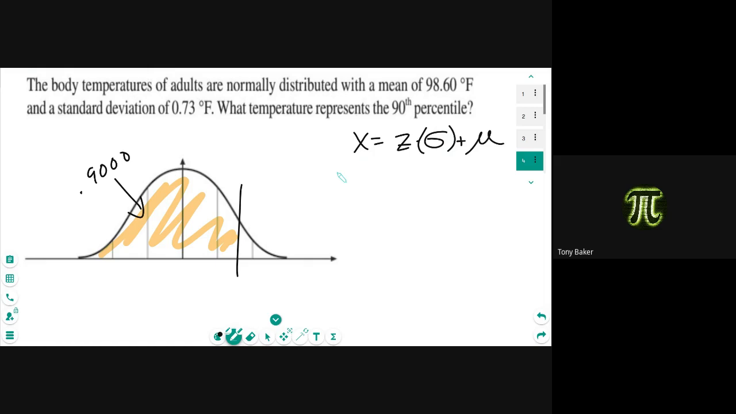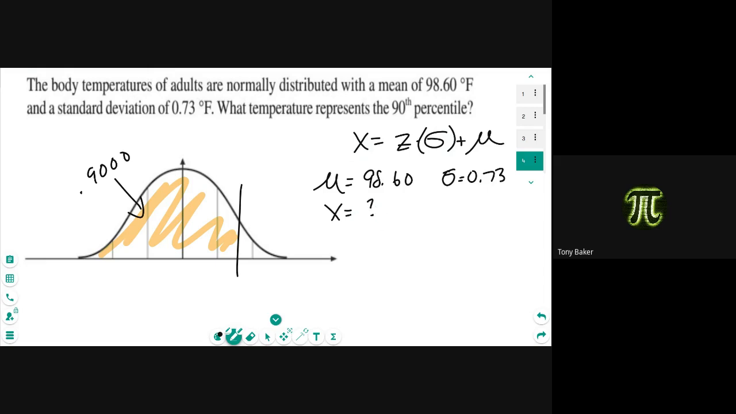I don't think it's exactly on there. You get close. Where's 90? Yeah, you can get close to it, but not exact. All right. What's my mean? And my standard deviation. We're looking for my X. So we've got 90 there.